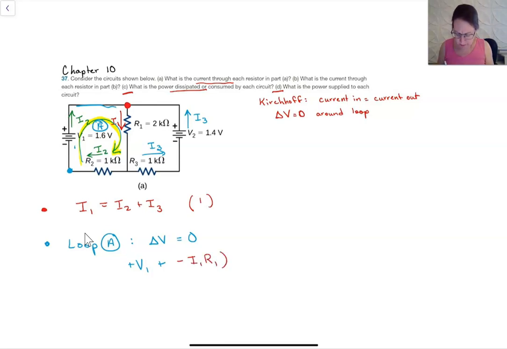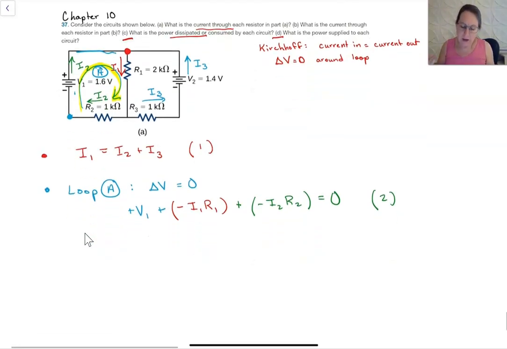And then I keep going, and it looks like I'm going through resistance 2 in the direction that I would also expect to lose potential energy. So this is my equation through the loop, and this is equation number 2. We'll put in the values in a minute, but this gives us at least a starting place.